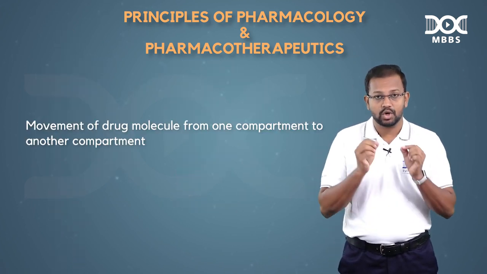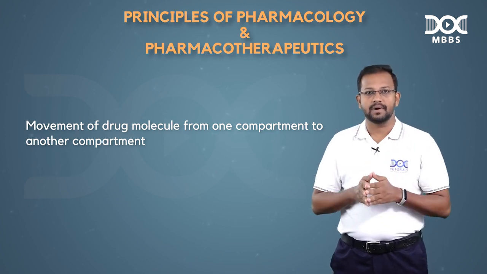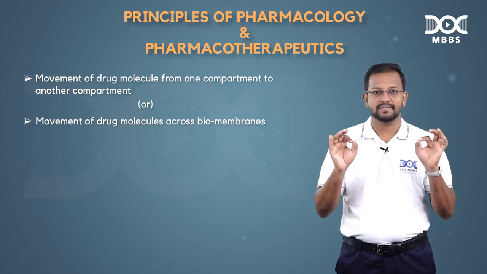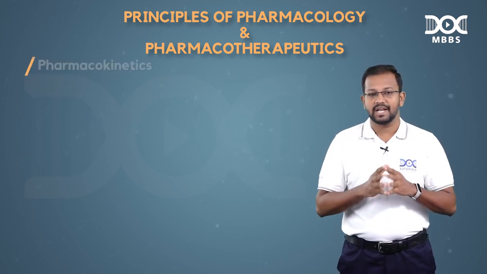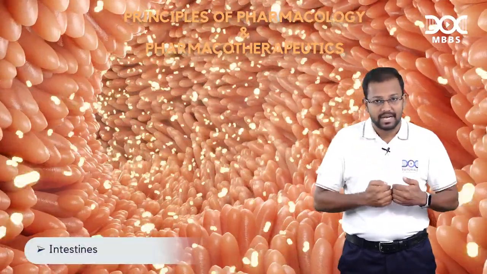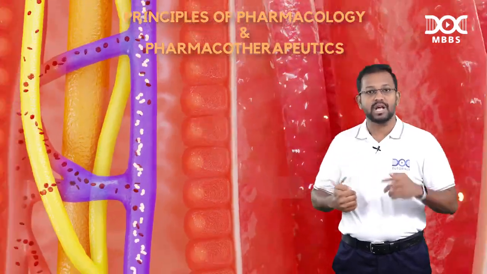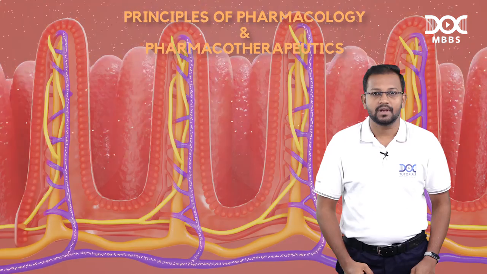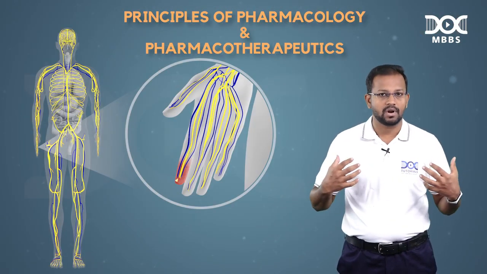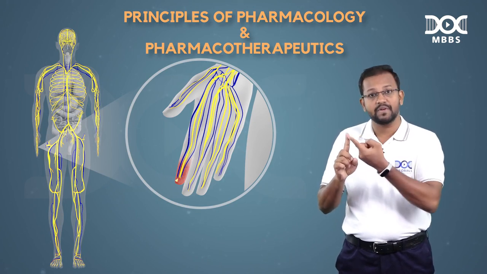Pharmacokinetics means movement of drug molecule from one compartment to another compartment, or movement of drug molecules across biomembranes, which means if the drug is taken by a peroral route, it gains entry into the intestines, right? From the intestines, how the drug is going to move into the blood, that movement is called as pharmacokinetics. Now the drug is there inside the blood, right? It is moving inside the blood, no problem at all. Now the drug gains entry into the arteries here. From the arteries, the drug is going to move into the tissues.